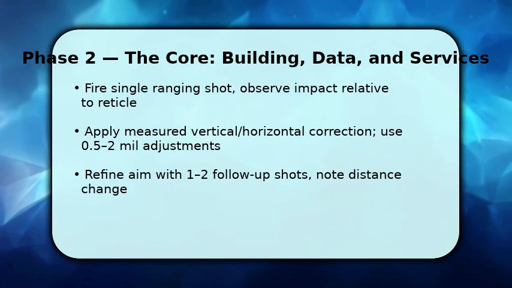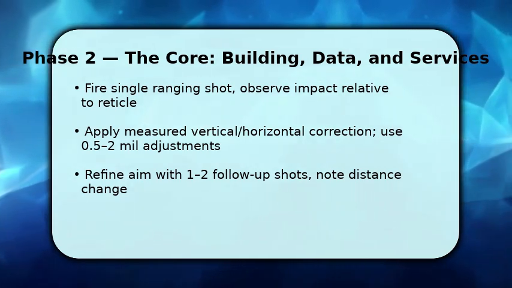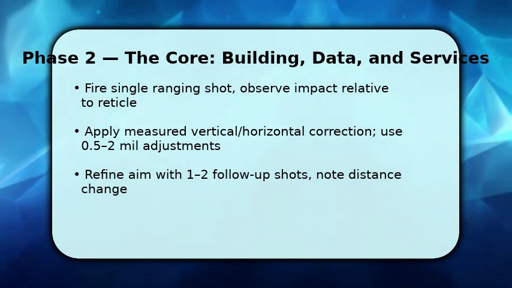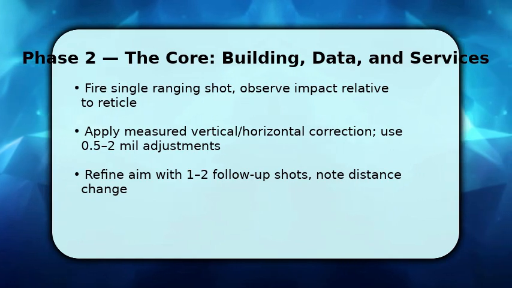Once adjusted, fire a follow-up shot to confirm. If the second round lands on target, you're nearly done. If not, apply one more precise correction. This iterative method keeps your shots efficient and conserves ammo.